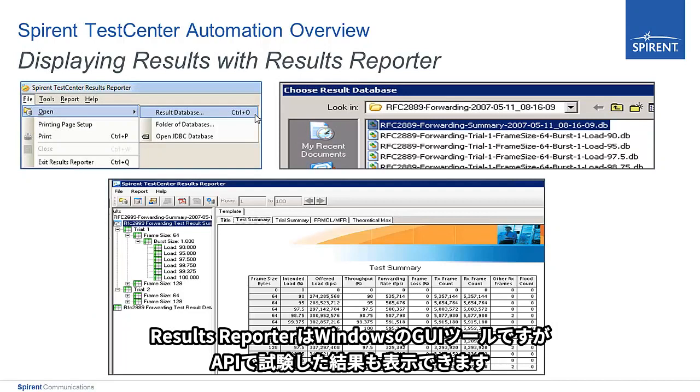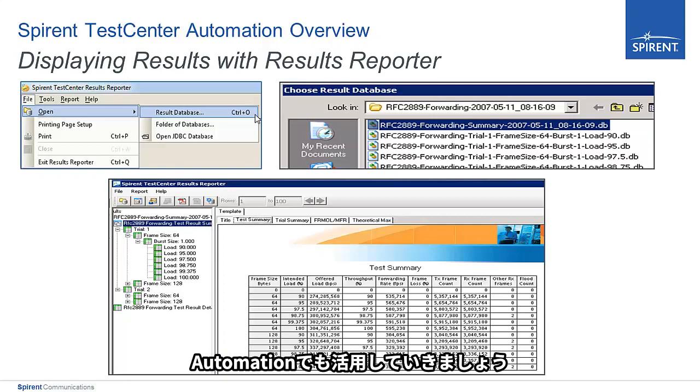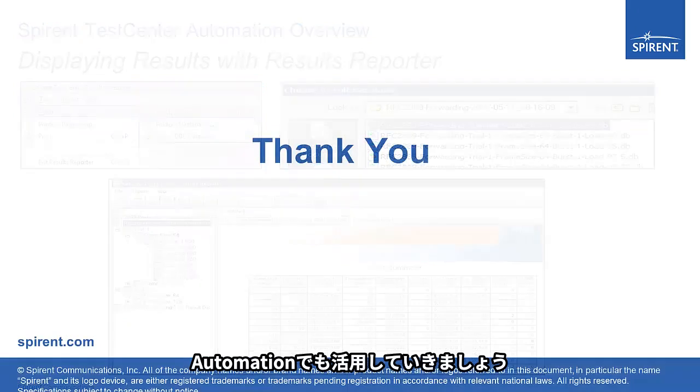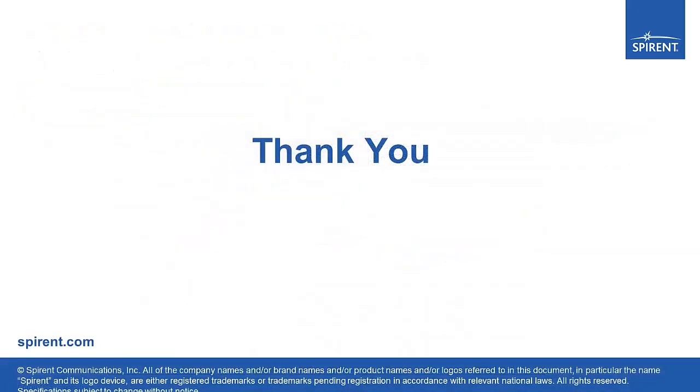Remember, one of the keys to the Spirent TestCenter Results Reporter is that it will display results that were generated from a GUI test or from the script test using the Automation API. That's one of the strong points of the Results Reporter. This concludes the topic discussion.